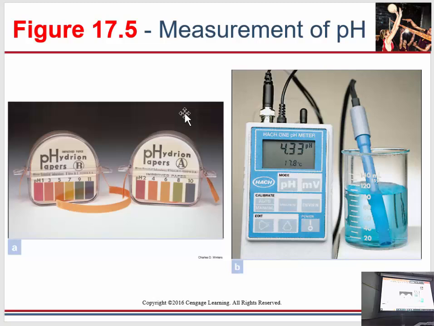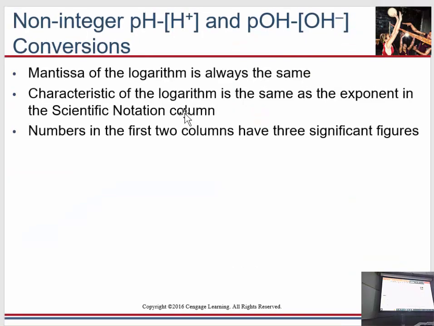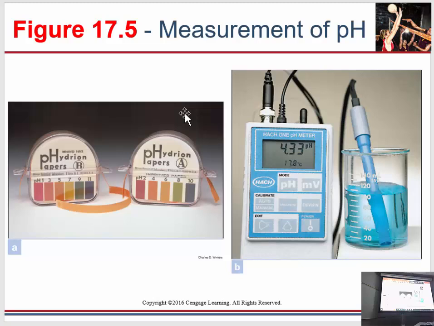We have pH meters that we can use. This is pH paper, or pH indicator paper. This is a pH meter here we can use to determine pHs. We use these in Chem 1A.